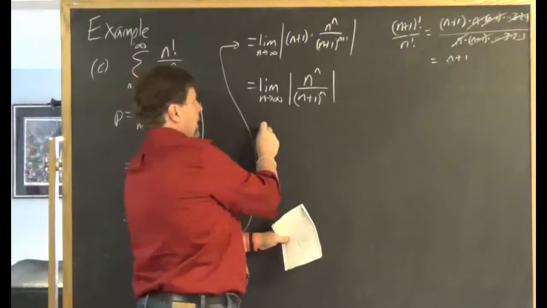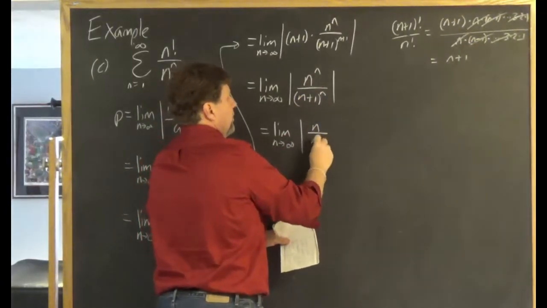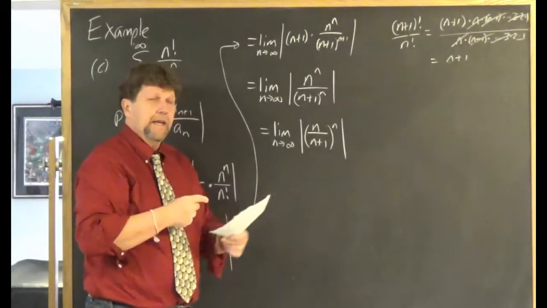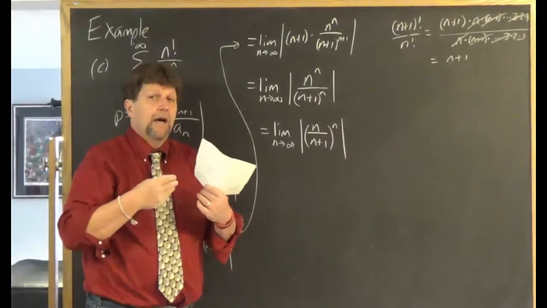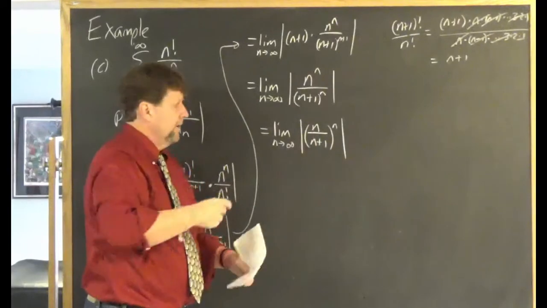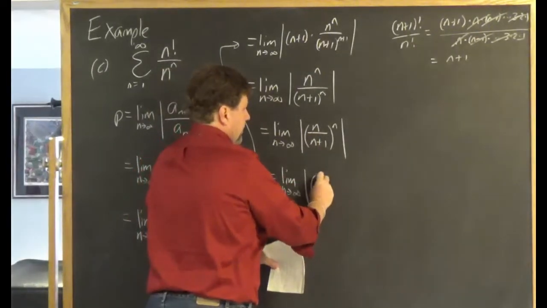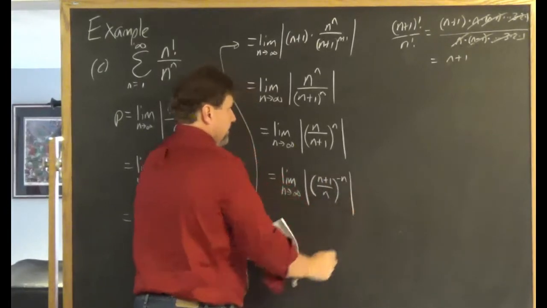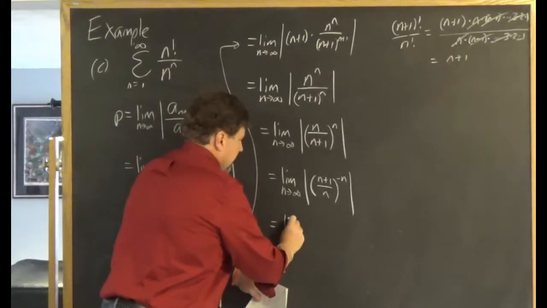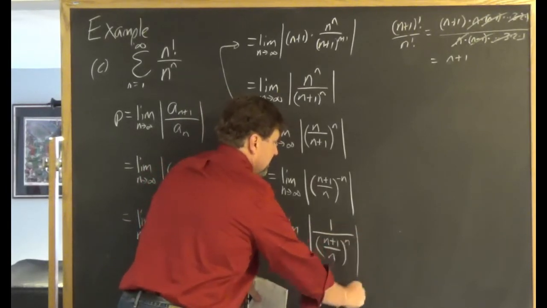I'm going to rewrite that using a rule of exponents. N to the n over n plus 1 to the n, I'm going to write that as n over n plus 1, all raised to the n power. Now, we have seen something like this in the past, when I showed you about manipulating things with a negative exponent, how to get what's in the parentheses to flip. In a previous video, n over n plus 1, I can write as n plus 1 over n to the negative n. And then this is the limit as n goes to infinity of 1 over n plus 1 over n to the positive n.